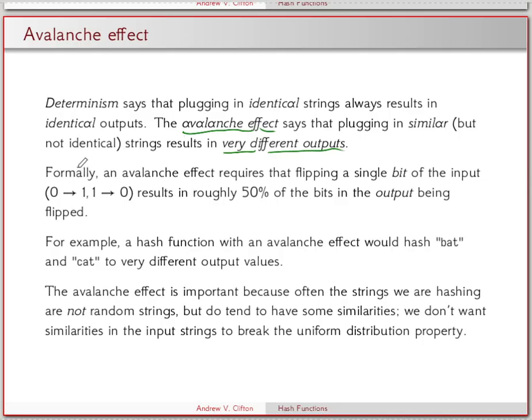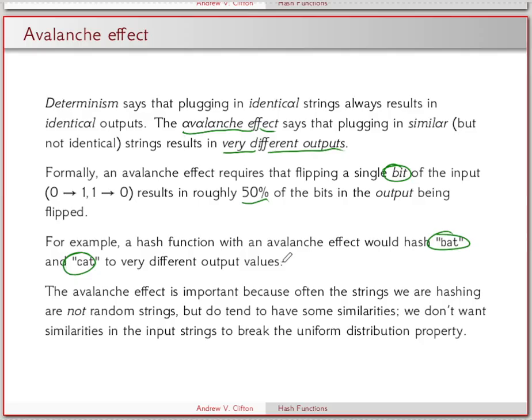If you want to define the avalanche effect formally, it says that if you flip a single bit of the input, like in binary, then that will result in roughly 50% of the bits in the output being flipped. We're not going to use that definition, but that's the official definition. Intuitively, the avalanche effect says that if you hash the word bat and you hash the word cat, even though those are really similar, in ASCII they differ only by 1, they should hash to wildly different output values.